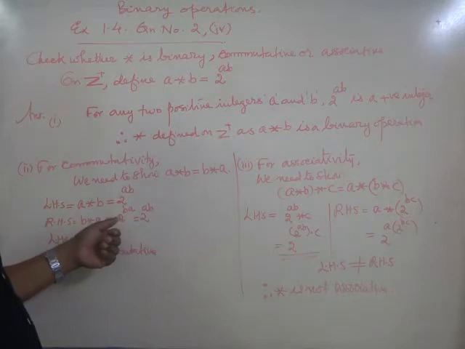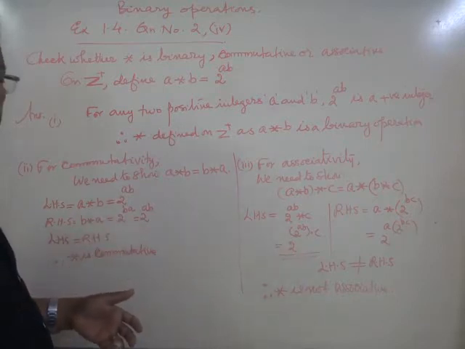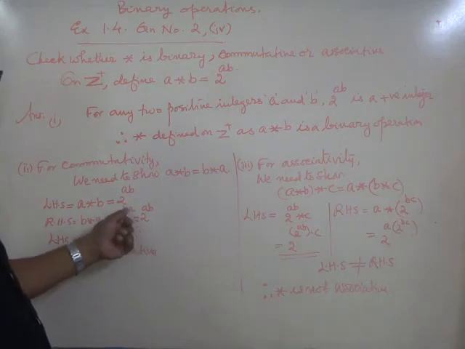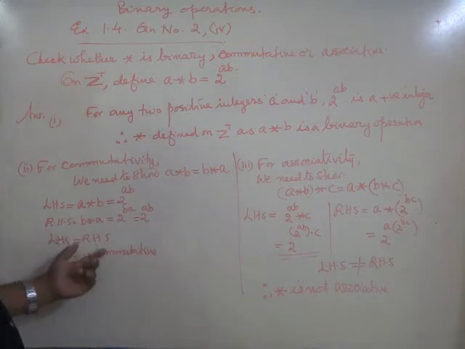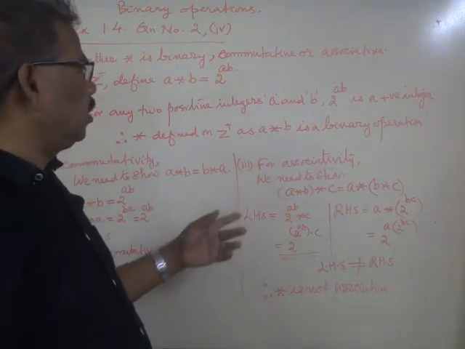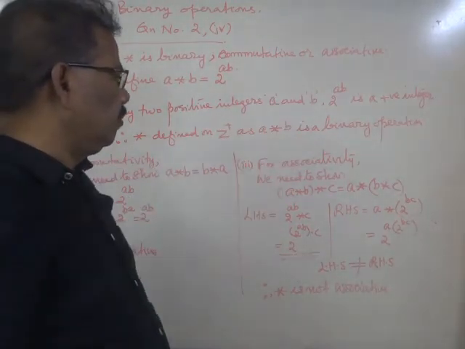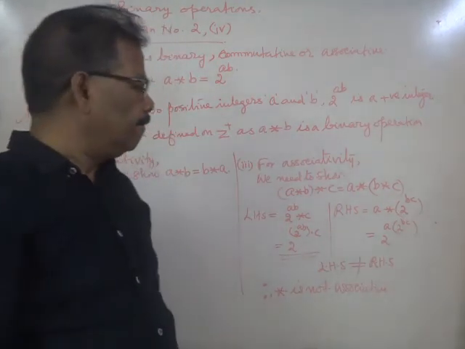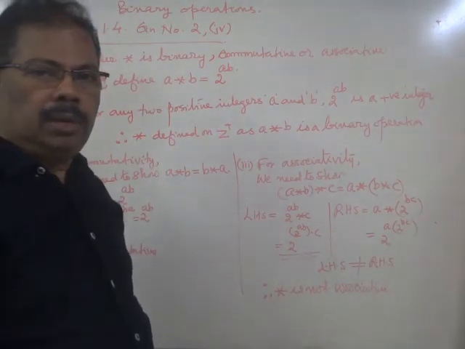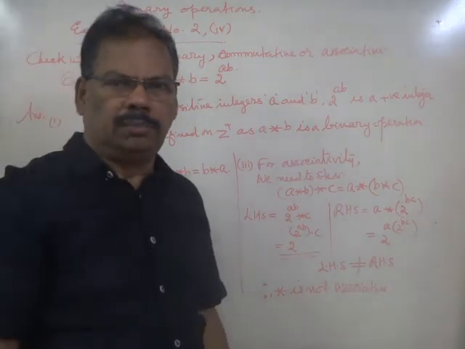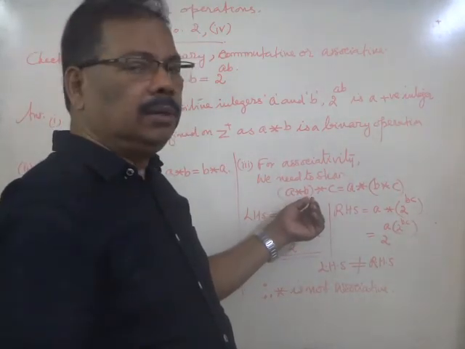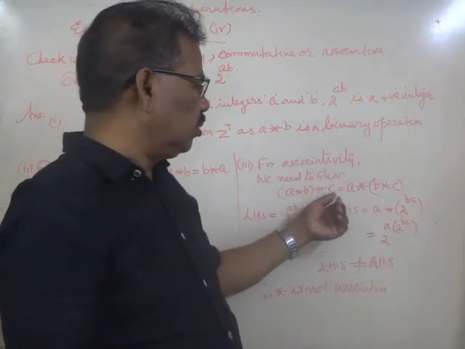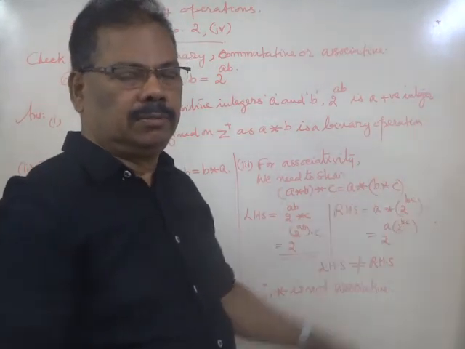But we know for two positive integers ab and ba are one and same. So, 2 raised to ab for left hand side, 2 raised to ab for right hand side. Therefore, LHS equals RHS. Star is a commutative operation. Now coming to the third part, associativity. For associativity, we take three elements, three positive integers, a, b and c. We need to show (a star b) star c is equal to a star (b star c).